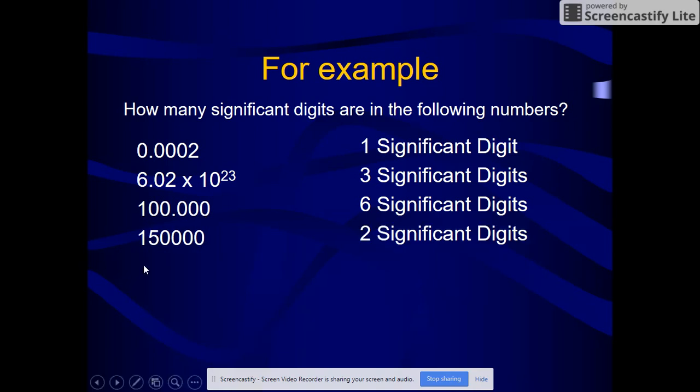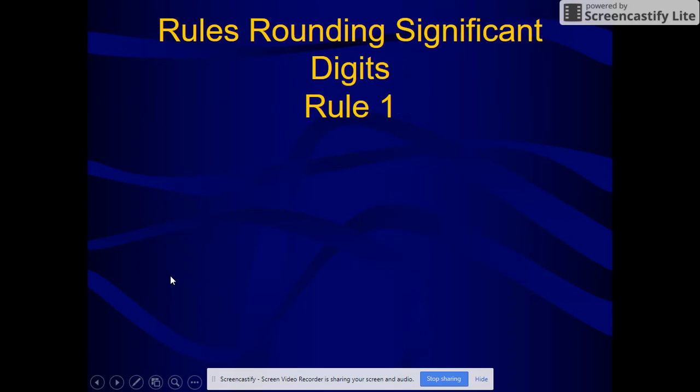150,000 has 2 significant digits, okay? Because that 0 here is not to the right of a decimal, okay? And this one is 1 and 2. That's what we're going to count. 800, we've got 1 significant digit, okay? They're placeholders. These are placeholders, okay? Okay, these rules, so those are the rules as far as significant numbers go.